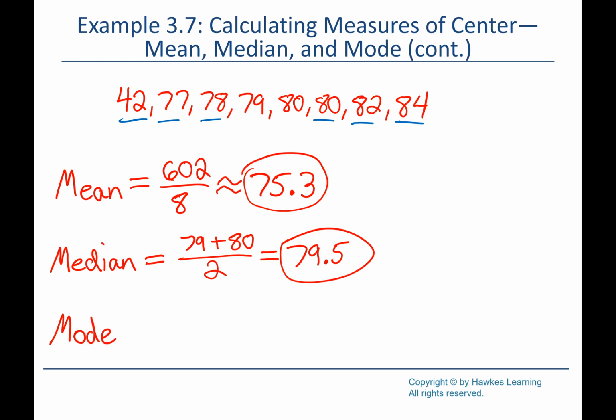Then lastly, we want the mode. Here, pretty easy to see, 80 is on there twice. That's more than any other data value, so our mode is 80.